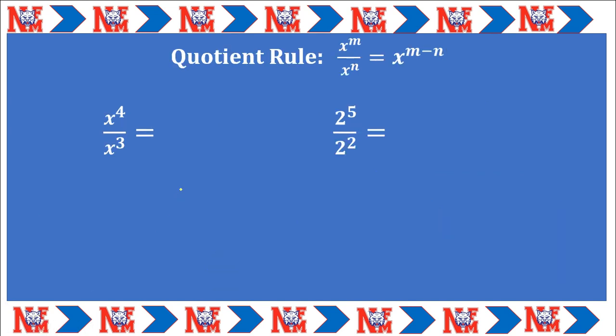Now let's talk about the quotient rule. Since multiplication and division are inverses, so are the product and quotient rule.